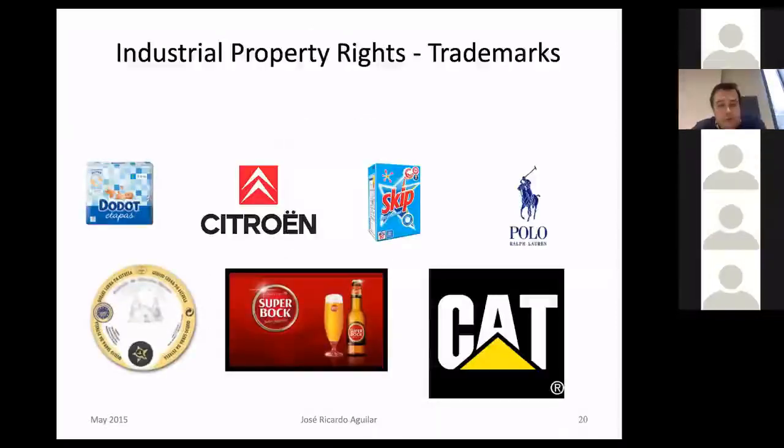So with regard to trademarks, that's something that we all know, because trademarks are everywhere around us.